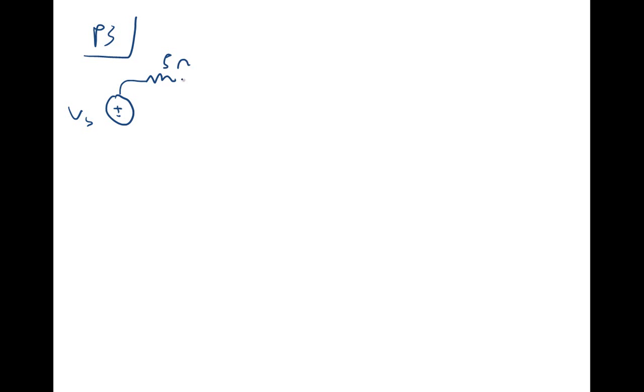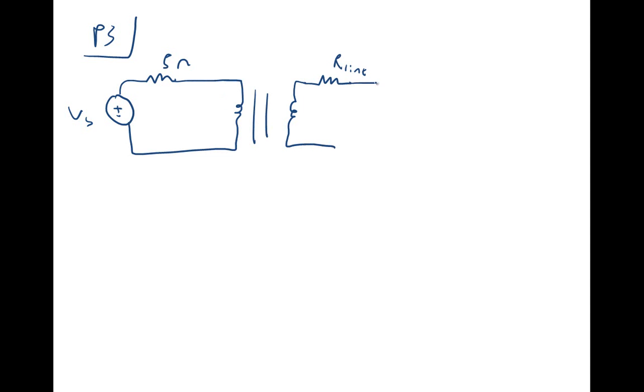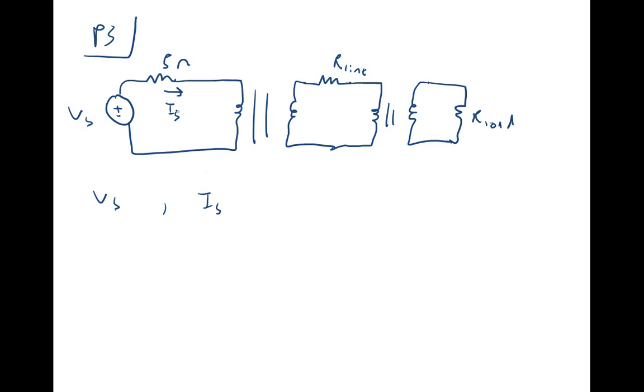Here's your 5 ohms. Here's your first transformer. Here's R line. Your second transformer. And here is R load. And so you know VS and you know IS. And here's your IS. And this is of course 1 to N and N to 1.